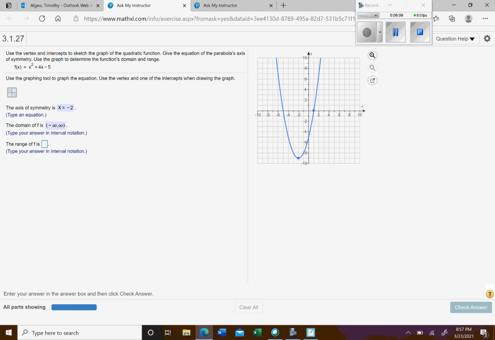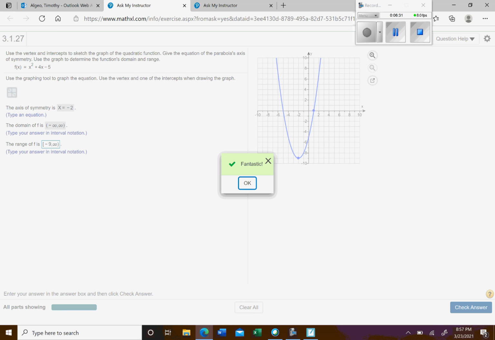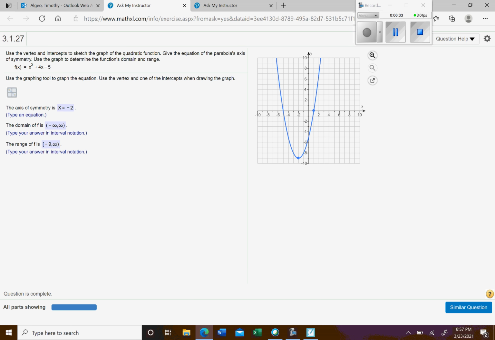Range. So this time we have no limit going up. We have a limit going down. The lowest point is going to be -9. And we are going to bracket that in. -9 all the way to infinity. Oops, did it again. There we go. Then we'll go ahead and check that. And there we go. I hope that helps you out.